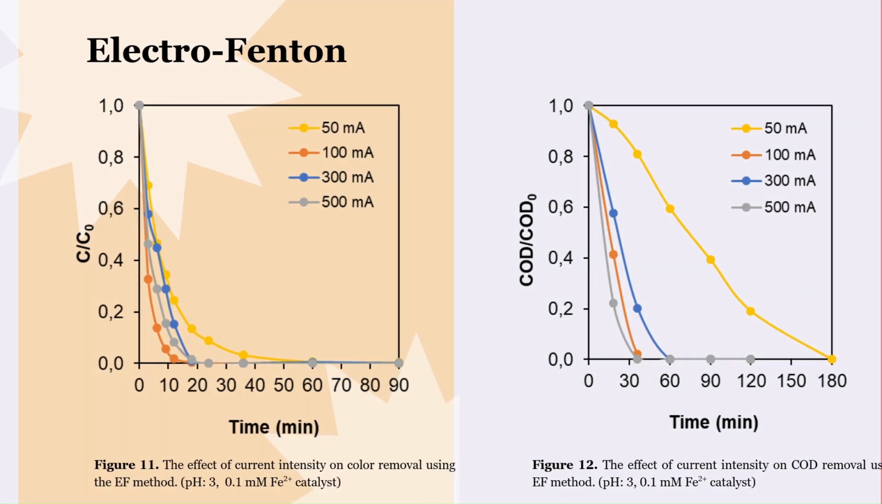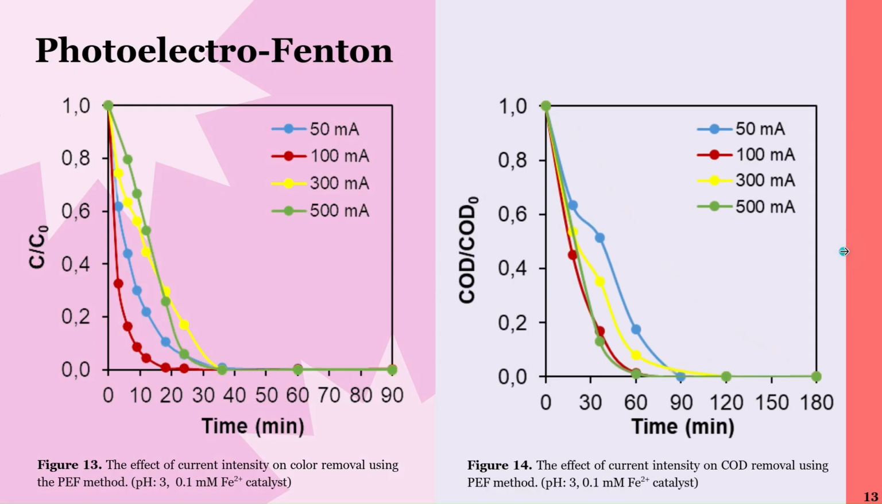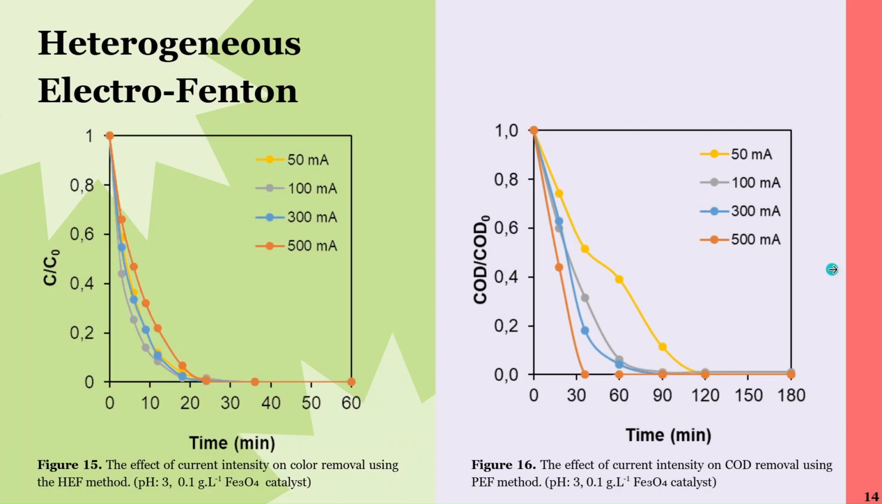Here, figure 11 shows the effect of current intensity on acid Fuchsin degradation using Electro-Fenton. Complete degradation was achieved in all cases, with the fastest removal occurring at 18 minutes under 100 mA. As figure 12 indicates, the fastest and complete COD removal was achieved at 36 minutes under 100 mA. Figures 13 and 14 show the degradation and mineralization results for Electro-Fenton. The process achieved complete degradation at 18 minutes and complete mineralization at 60 minutes under 100 mA.